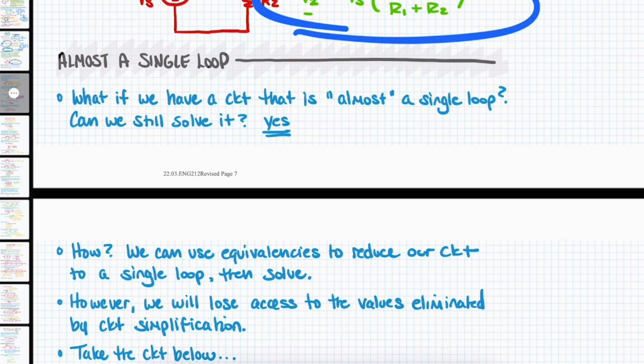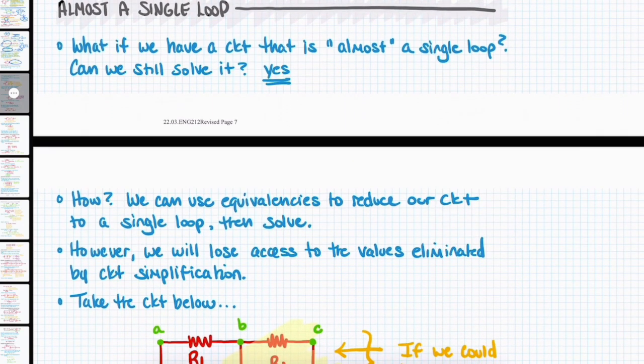And we tried to extrapolate the lessons that we learned from a single loop or a single node pair and apply them, but I don't know if that part was really clear. So I added this section, "almost a single loop." What that means is we can find circuits that resemble a single loop pretty closely and apply similar rules to them. So, what if we have a circuit that is almost a single loop? Can we still solve it?